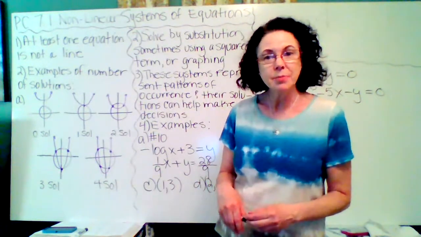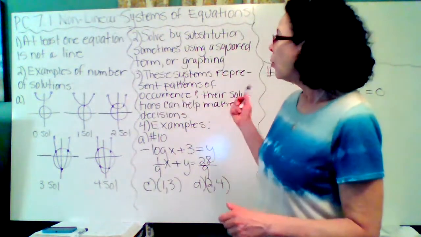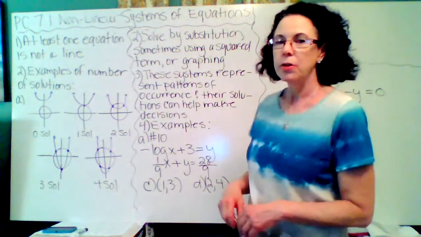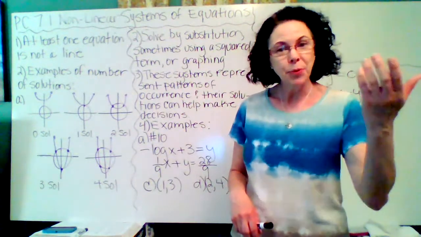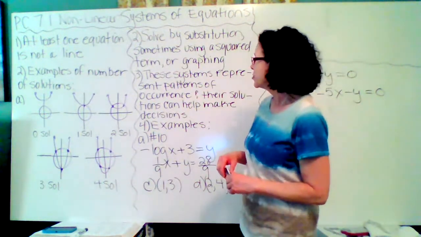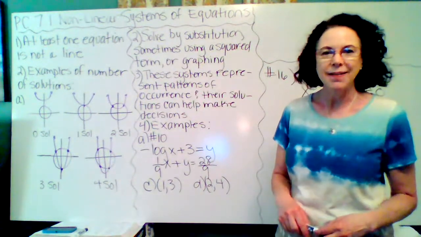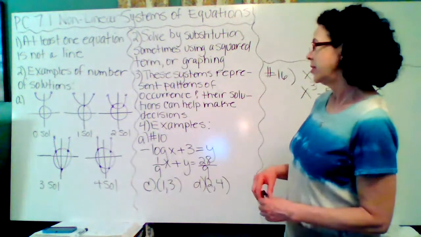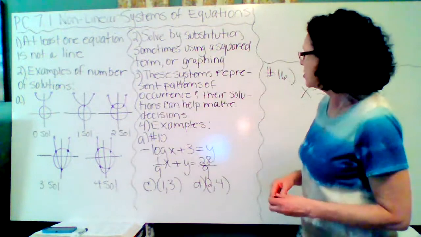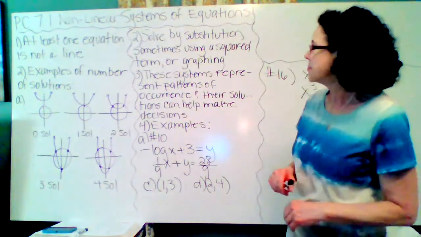But there are systems of equations that are nonlinear, meaning that at least one of the equations is not a line, such as a circle or parabola or an ellipse, right? Some things that we've already talked about. Because there are patterns in our world that don't take on a linear pattern, they take on a parabolic or an elliptical or circular one. So let's jump to number 3. These systems represent patterns of occurrence, and their solutions can help us make decisions, right?